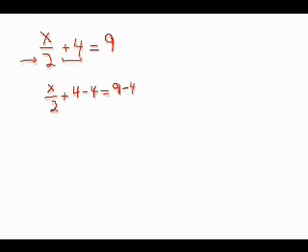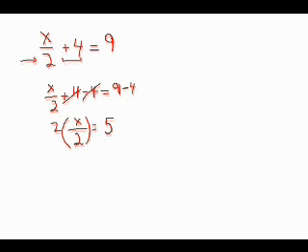Now we have a case where we can simplify. Plus 4 minus 4 cancels itself out, makes 0. x over 2 plus 0 is just x over 2. And 9 minus 4 is 5. We're not quite there yet because we haven't isolated the variable. What's still with the variable is divided by 2. To get rid of divided by 2, we multiply by 2.